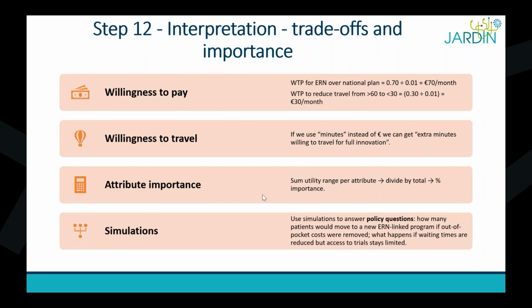You can do that. And then finally, you can do simulations in order to answer important policy questions, like how many patients would move to a new European reference linked program if you remove the out-of-pocket cost, or if you remove something else. What happens if you reduce the waiting time? What will be the predicted uptake probability? You can do that, and that's really crucial for policy purposes, which I'm going to demonstrate in a few slides. Next slide, please.